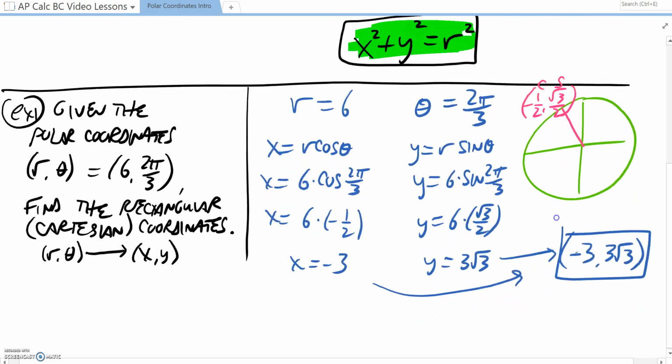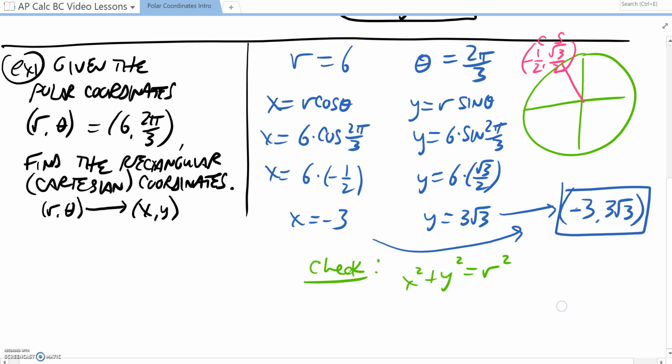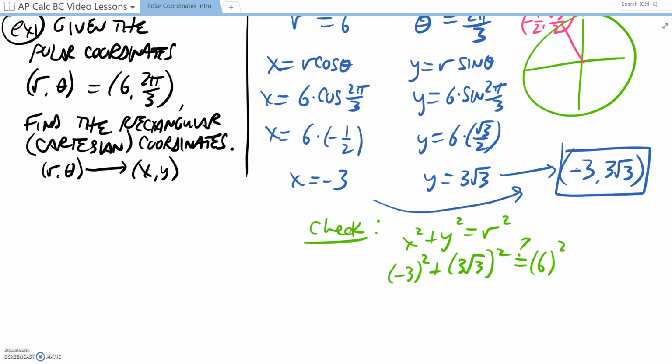Okay, we can do a little check at the end if you'd like. So let's switch it over here. You don't need to do this every time, but it's a nice little check. We should still have x squared plus y squared equal r squared. So we'll take the negative 3, square it. We'll take the 3 radical 3, we'll square it. And we'll find out, question mark, if that's equal to 6 squared. Let me change colors here. So square that, you get a 9.